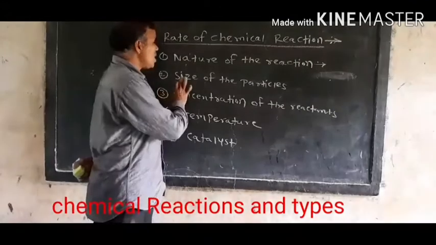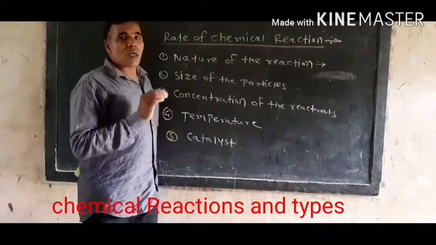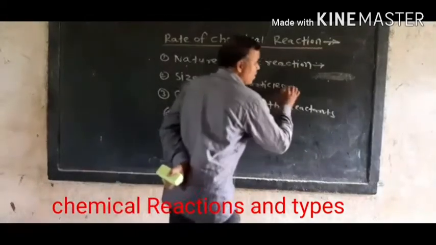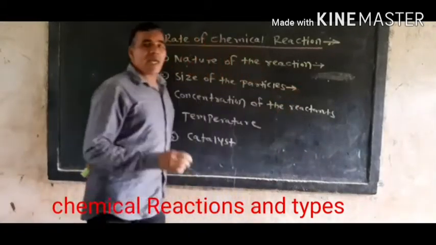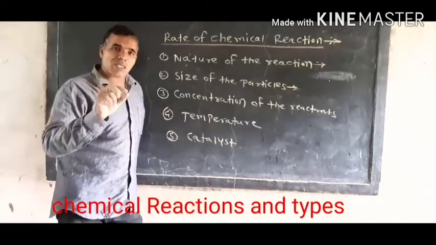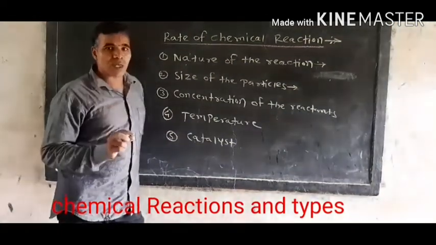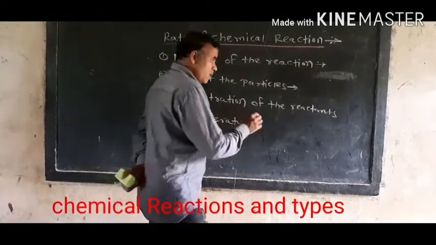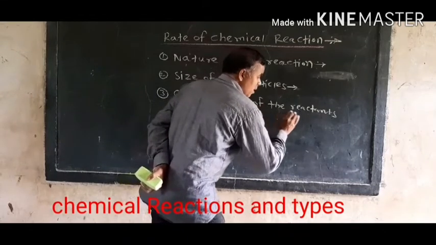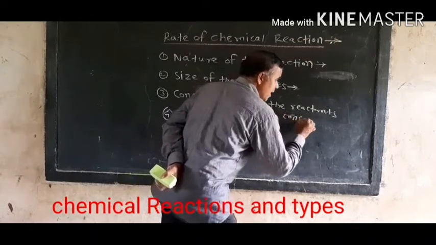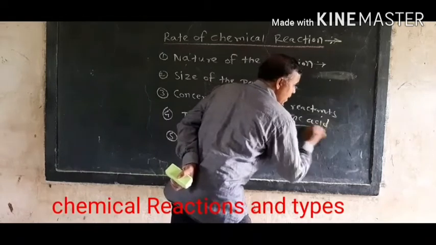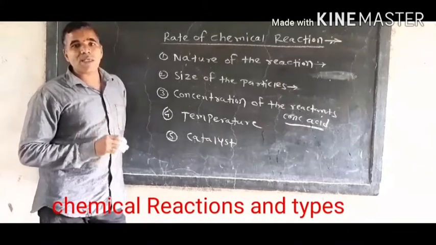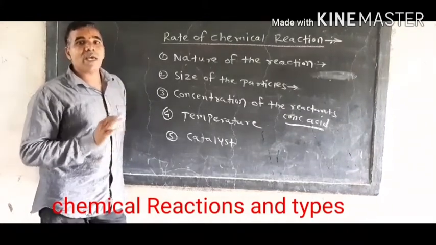Number 2, size of particles. Smaller the size of a reactant or particle, the faster is the chemical reaction. Number 3, concentration of the reactant. When the chemical reaction contains concentrated acid, the rate of reaction is fast. If the acid used in the reaction is concentrated, the reaction will certainly be faster.